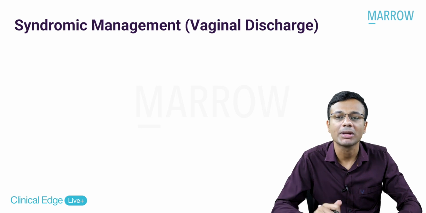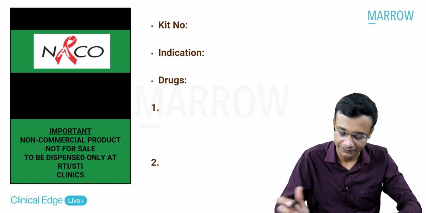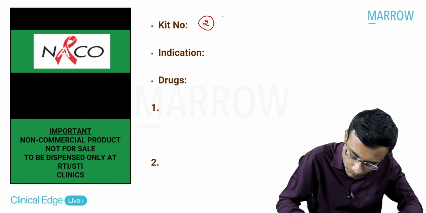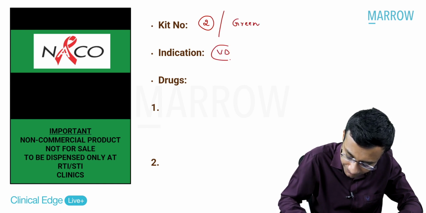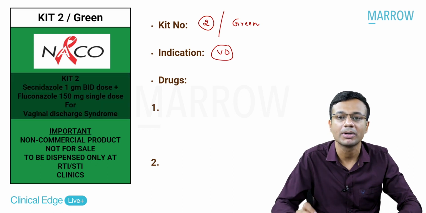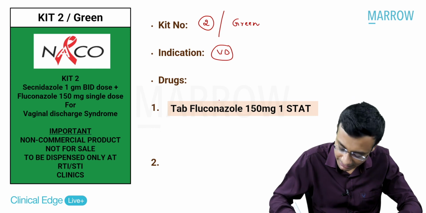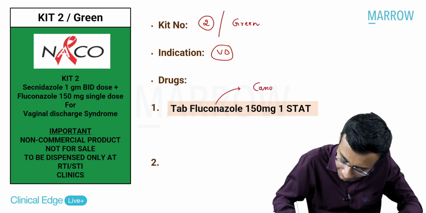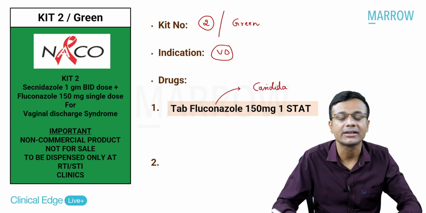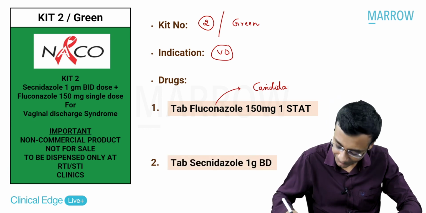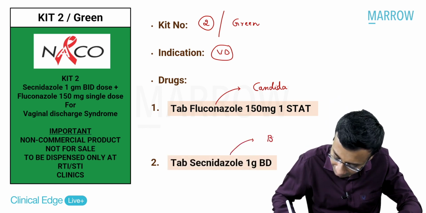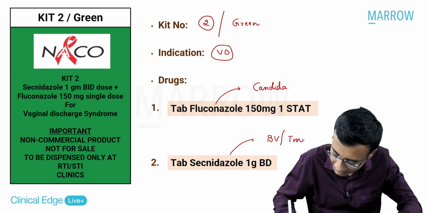And when we look at the syndromic management of vaginal discharge, we are going to be using kit number 2, which is green in color for vaginal discharge. And we have these important drugs to remember. Number 1 is going to be tablet fluconazole, 150 mg, 1 stat. This is going to be covering the spectrum of candida. And the second drug is secnidazole, 1 gram BD. So this is going to be covering bacterial vaginosis and trichomoniasis.